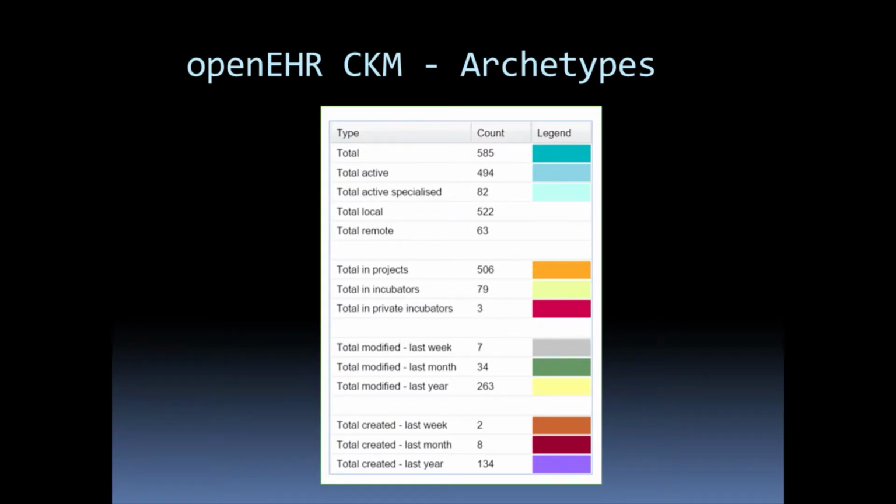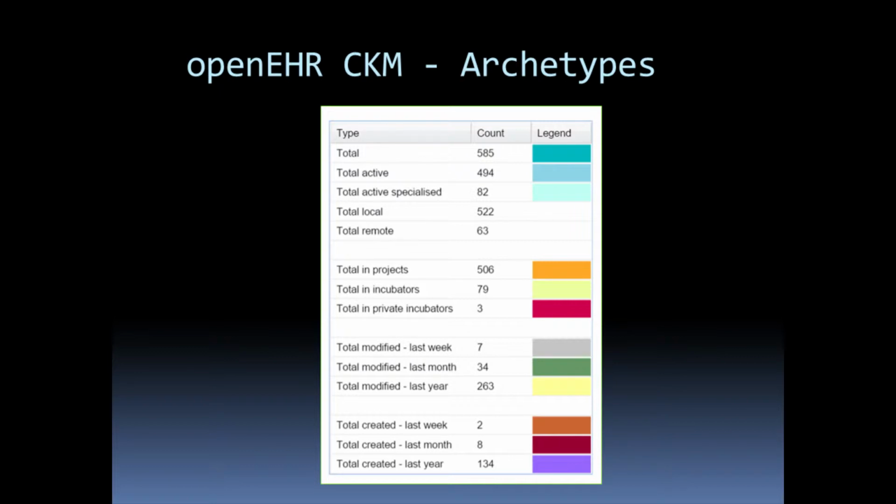There are some reports in CKM as well, just to give you some sense of the number of archetypes. So we've got 585 archetypes in various states. We have them in projects, which are actual governed folders, if you like, of people who are actively working on things. We have incubators, which are like a sandpit where people can start to collaborate. So very raw, immature archetypes can start to grow and have people collaborating internationally on getting archetypes to the point where we can put them into the governed space in formal projects.